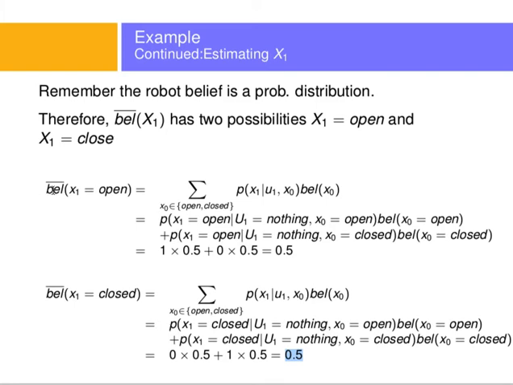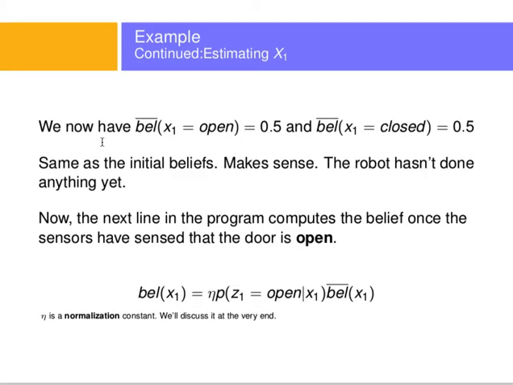So this is going to be our bel bar, belief bar. So we have the belief bar of open is 0.5 and belief bar of closed is 0.5. This turned out to be the same as the initial beliefs. It makes sense. The robot hasn't done anything yet, right? So a robot believes the door is open or closed and it's doing nothing, right?